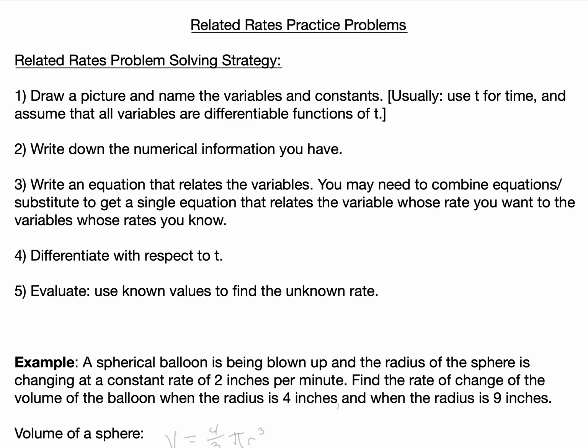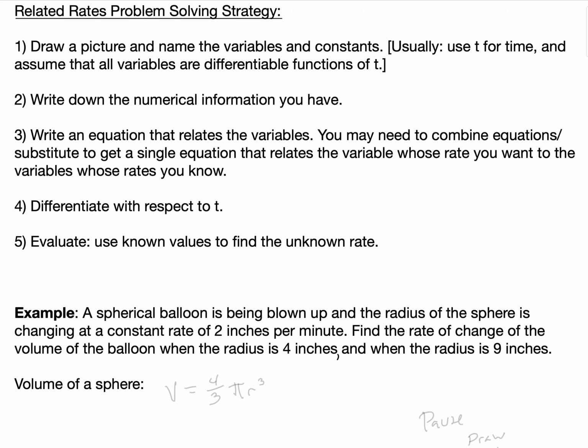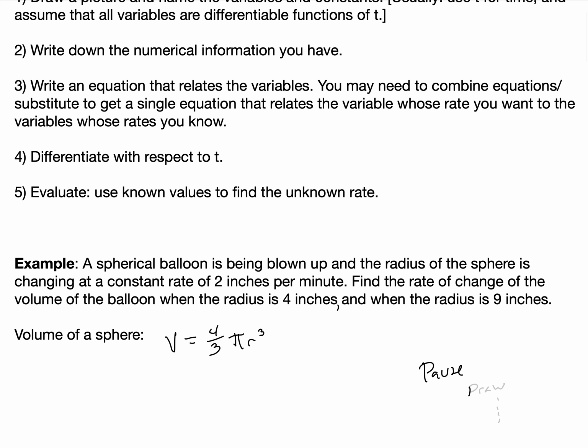So here's an example. A spherical balloon is being blown up and the radius of the sphere is changing at a constant rate of 2 inches per minute. Find the rate of change of the volume of the balloon when the radius is 4 inches and also when the radius is 9 inches, so two separate pieces of information, or two separate moments in time. Recall that the volume of a sphere, V, is equal to 4/3 pi r cubed. So that's the volume of a sphere, and we'll use that to solve the problem. So pause, draw a picture, and we'll talk about it together in a moment.